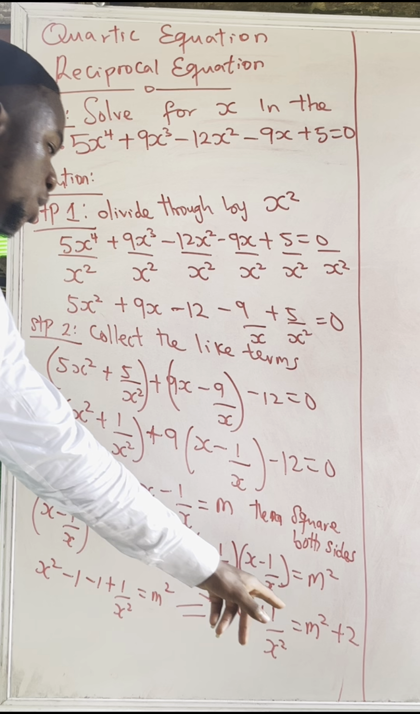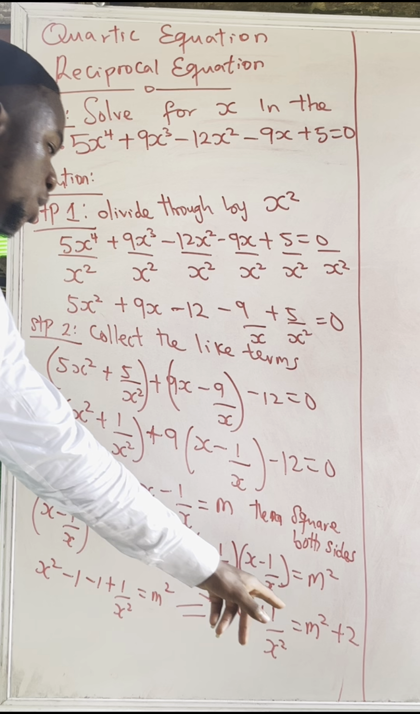And I'm going to use this to multiply everything here. So what is x times x? That is x squared. What is x times minus 1 over x? That is minus 1. What is minus 1 over x times x? That is minus 1. What is minus 1 over x times minus 1 over x? That is plus 1 over x squared is equals to m squared.